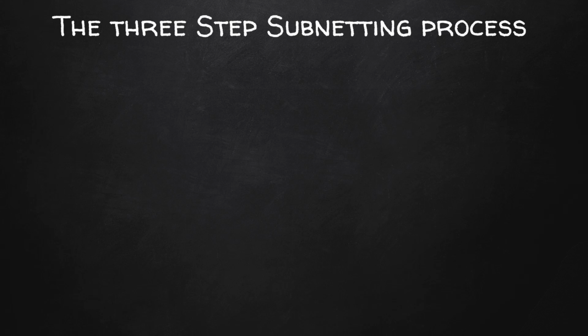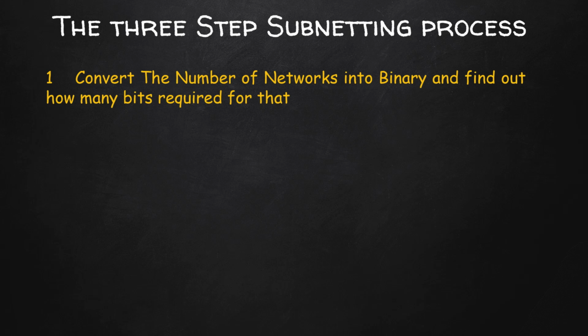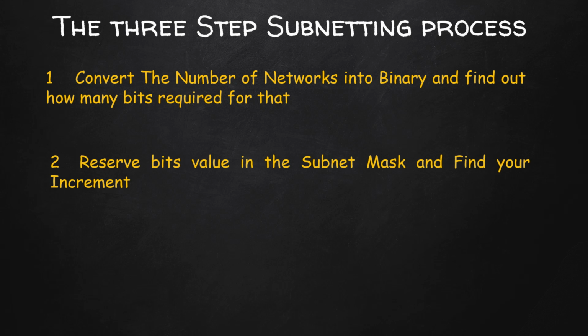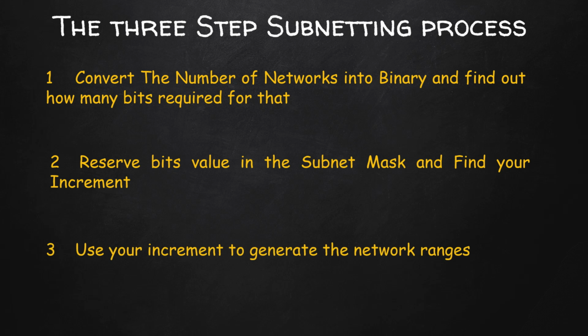And there are 3 steps that you need to follow when you do the subnetting process. Point number 1, convert the number of networks into binary and find out how many bits are required for that. Point number 2, reserve bits value in the subnet mask and find your increment. And third one, use your increment to generate the network ranges. So I will explain all these 3 points and I will show you how to do subnetting on a class A IP address. Let's begin.